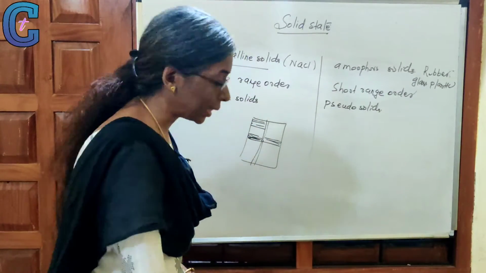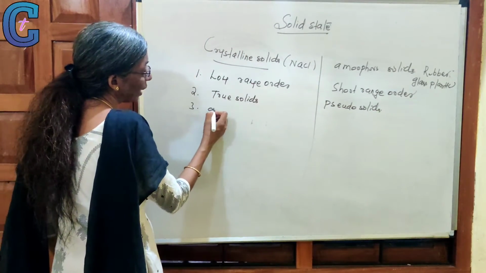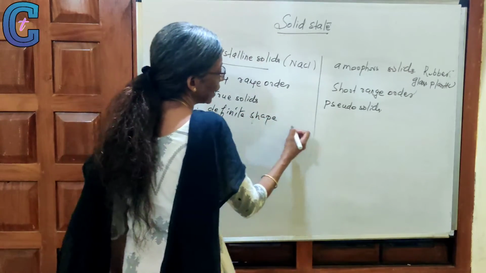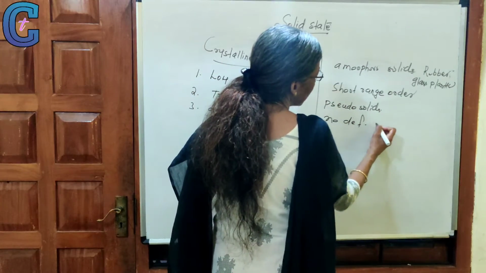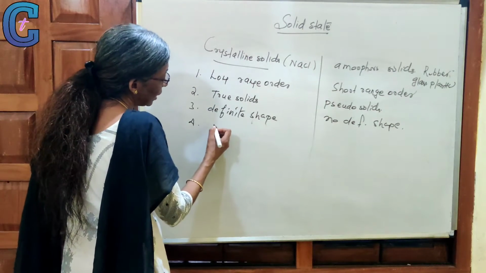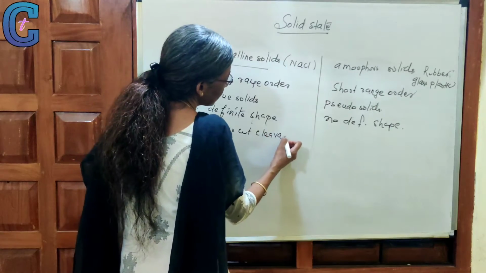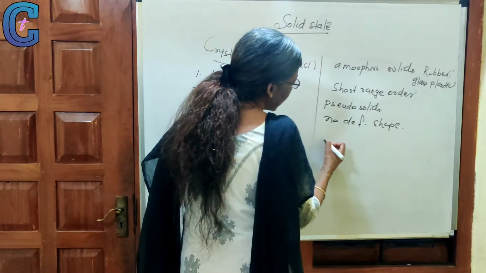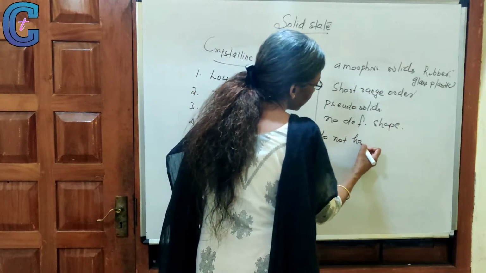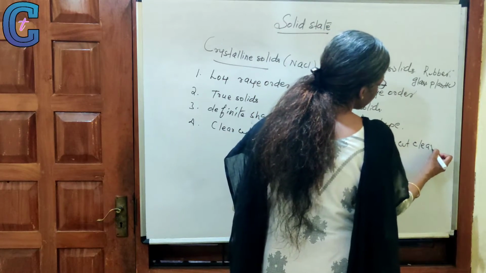Crystalline solids have definite shape. Amorphous solids have no definite shape. Crystalline solids have clear cut cleavage. Amorphous solids do not have clear cut cleavage.